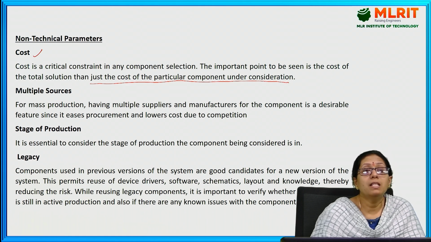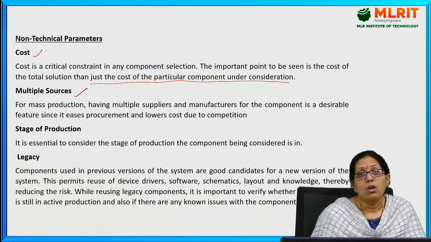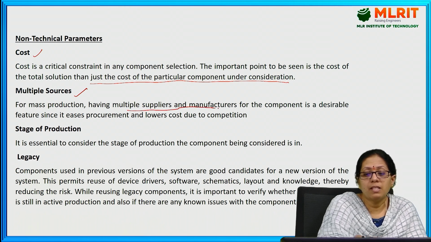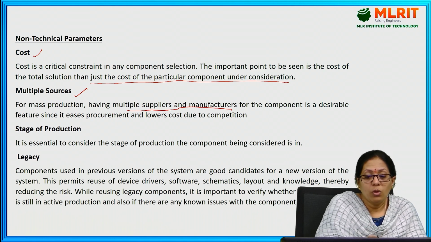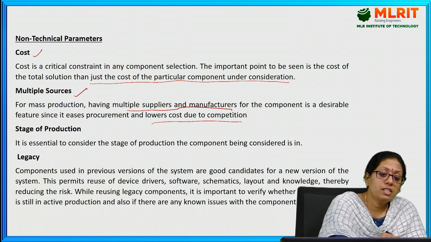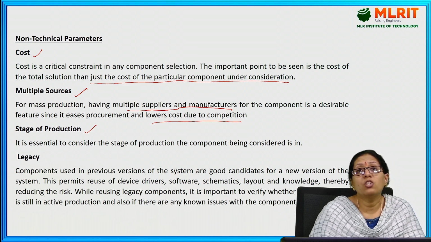Second one is multiple sources. For mass production, having multiple suppliers and manufacturers for a component is a desirable feature since it eases procurement and can lower cost due to competition. Next one is stage of production. It is essential to consider the stage of production of the component, that is, whether it is in the starting stage or in the ending stage.